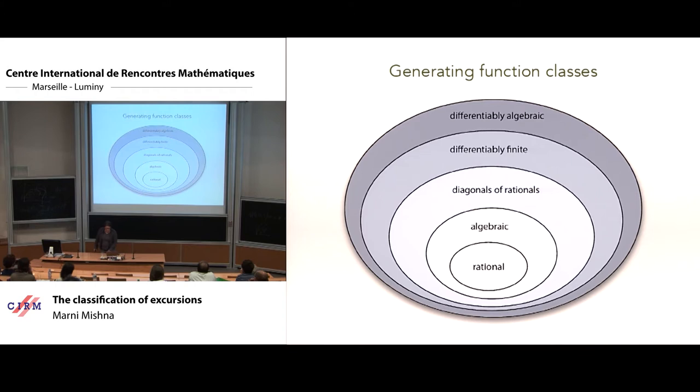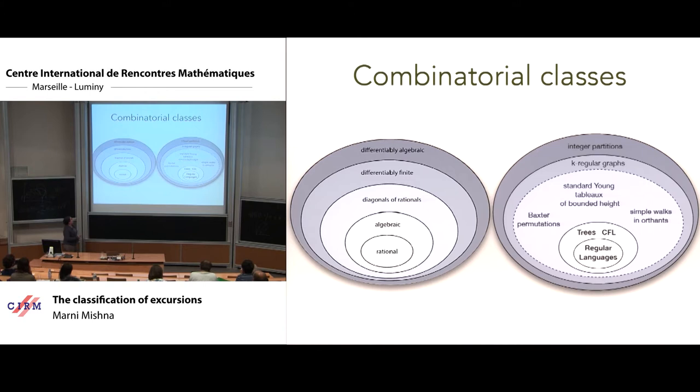And very classically, you have an understanding of what it means when something is rational or algebraic. So what do I mean by that? Already a long time ago in the 60s, people sort of understood that if you have regular languages, or languages that can be accepted by a finite automata, it should have a rational generating function. That's a very simple kind of complexity.